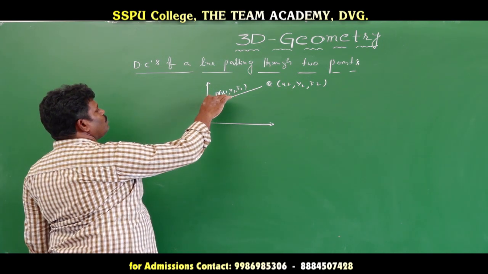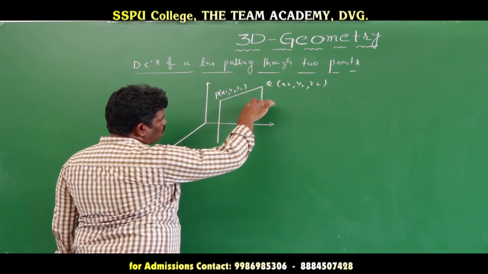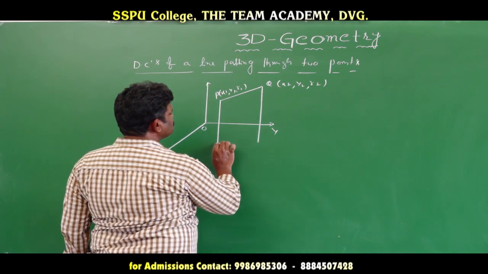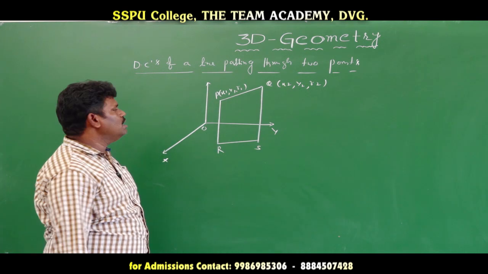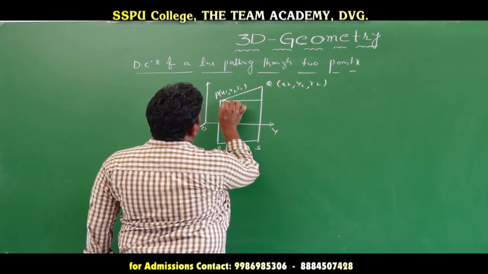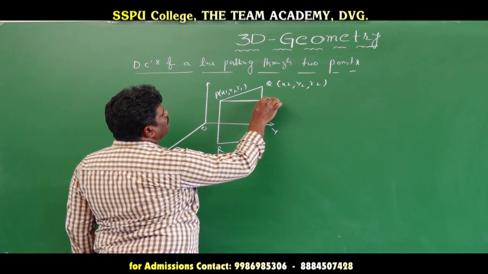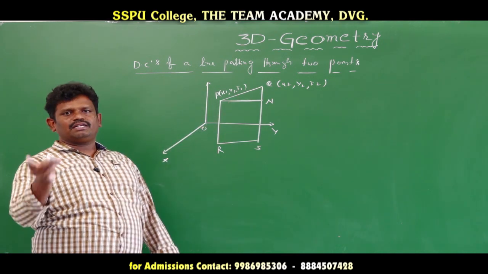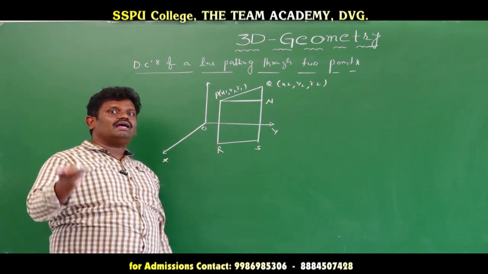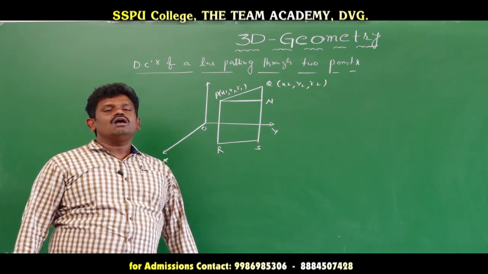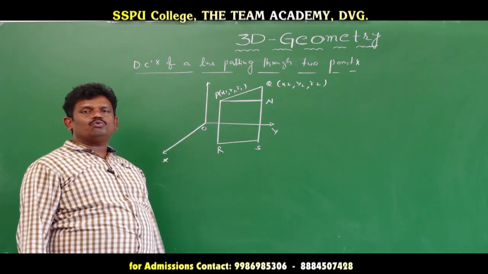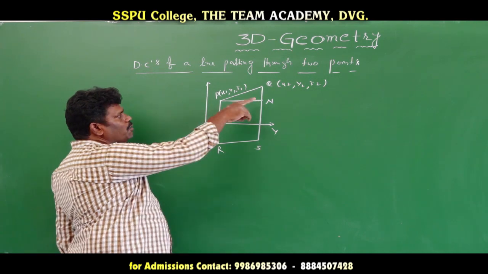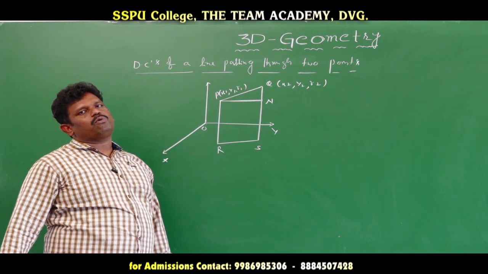Now if you draw the perpendicular from P and Q onto the XY plane, that perpendicular meets the XY plane at R and S. Again if you draw the perpendicular from P to QS, that perpendicular meets QS at N. So first we drew the line passing through the 2 points PQ, having direction cosines L, M, N, and that line makes the angles alpha, beta, gamma with the coordinate axes.